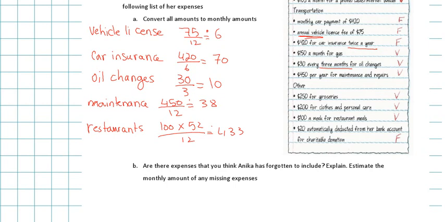Are there any expenses that you think Anika has forgotten to include? Explain, and estimate the monthly amount of any missing expenses. For transportation, she bought the car, so there's a whole list there. Anything else that you can think of? Clothes and personal care.